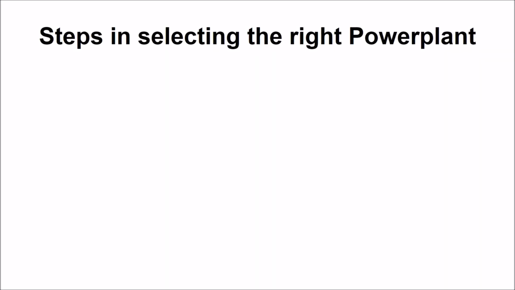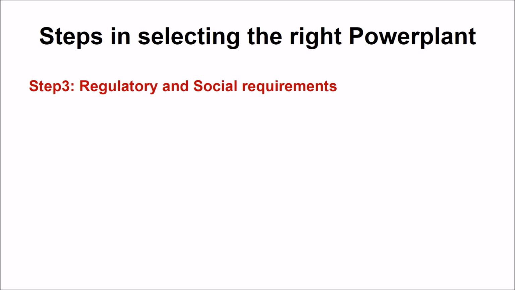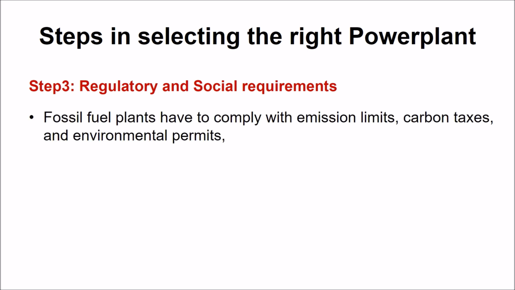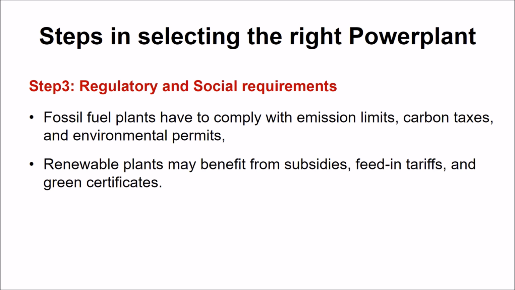A third factor to consider is the regulatory and social requirements that your power plant will have to comply with. Different power plants have different impacts on the environment, the economy, and the society, and they are subject to different laws, regulations, standards, and incentives. For example, fossil fuel plants have to comply with emission limits, carbon taxes, and environmental permits, while renewable plants may benefit from subsidies, feed-in tariffs, and green certificates.